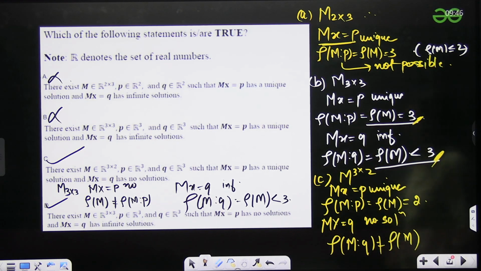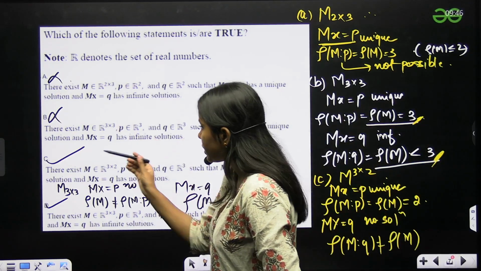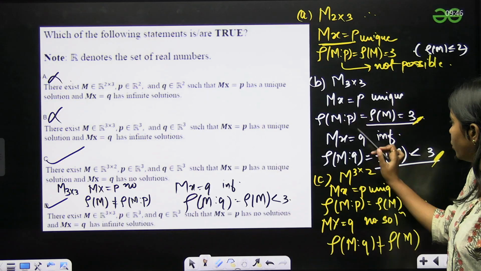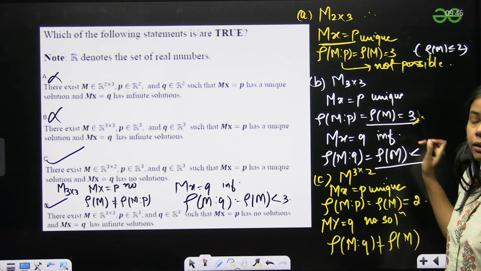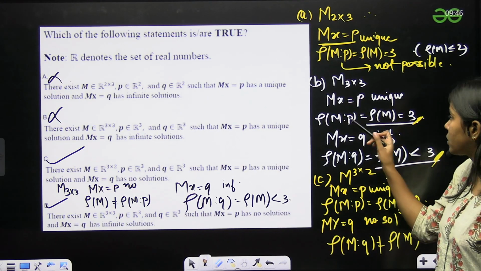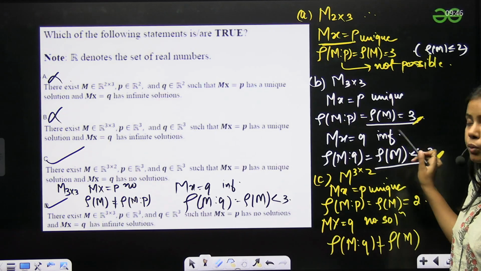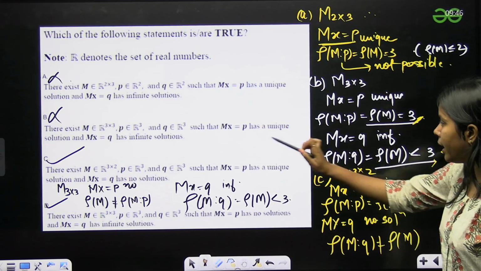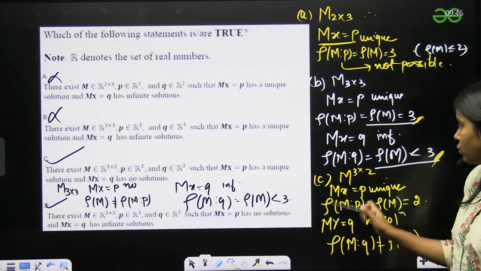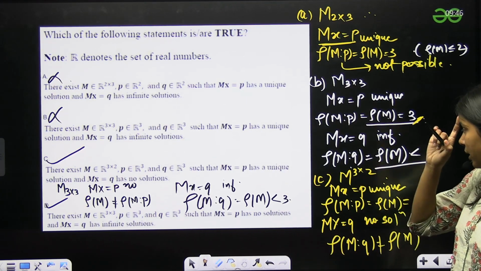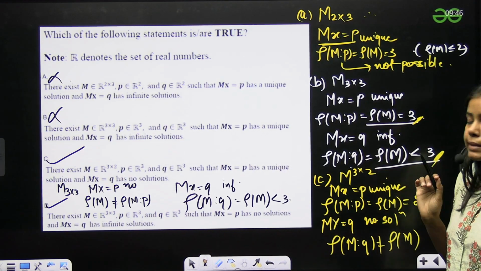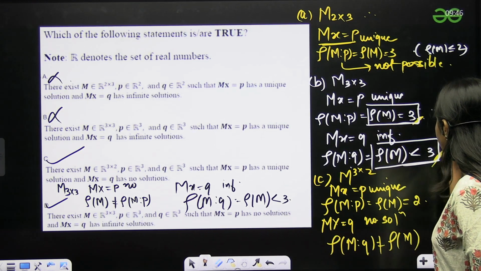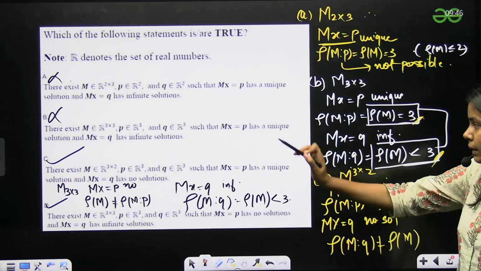Now another part: M is a 3 cross 3 matrix. They said that Mx equals P has a unique solution. I just have taken that unique solution. Again I have remembered the definition: [M | P] and M both have the same rank, equal to the number of variables, 3. And Mx equals Q has infinitely many solutions. What do I get? Rank of [M | P] and rank of M less than 3. Now I know that these two conditions cannot be true at the same time. Alright, so that's why it is not correct.